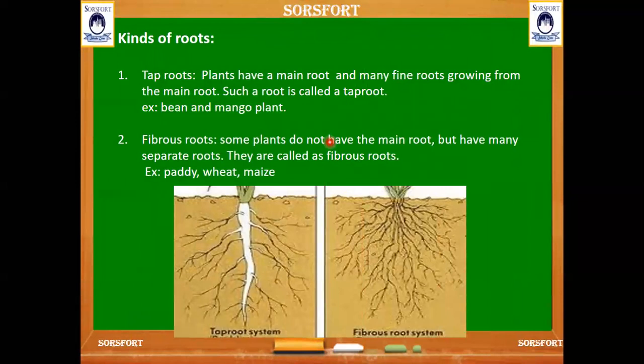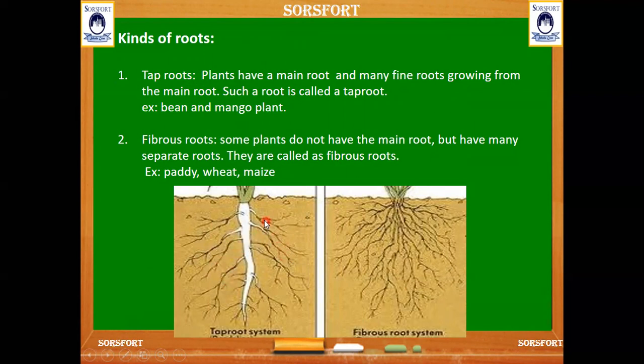And in roots we can see two types of roots. The first one is the tap root and the second one is the fibrous root. The tap root is one in which the plant has a main root. Here we can see the main root and the other small roots growing from that main root.